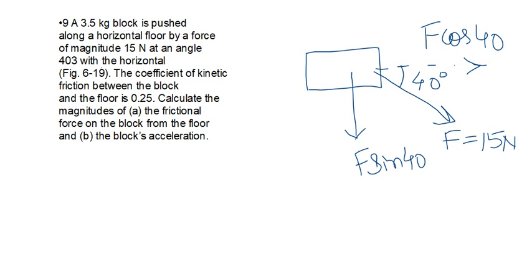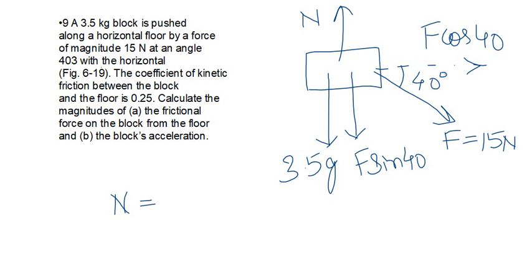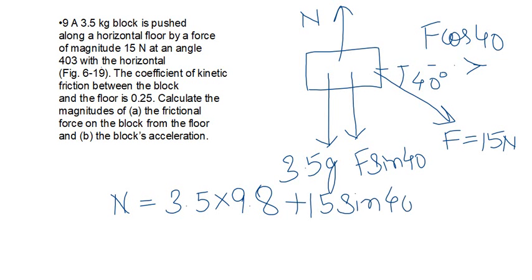The weight of the block will also act downward, and that is given by 3.5 g. And the normal force from the surface is given as N. Now, N is equal to 3.5 times 9.8 plus 15 sin 40. Because there is no vertical motion of the block, these two forces will be equal.